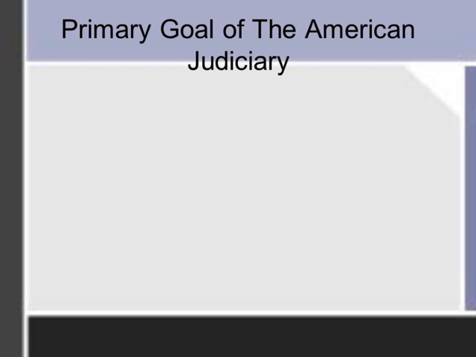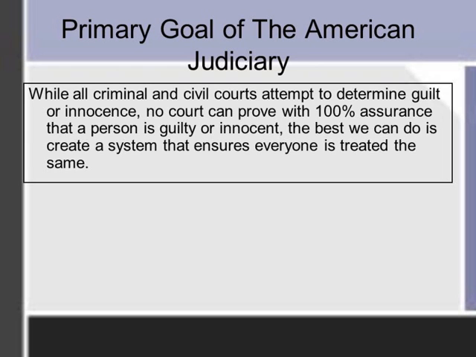When we walk away from a television show or a situation like that, we need to go back to what is considered the primary goal of our court system.